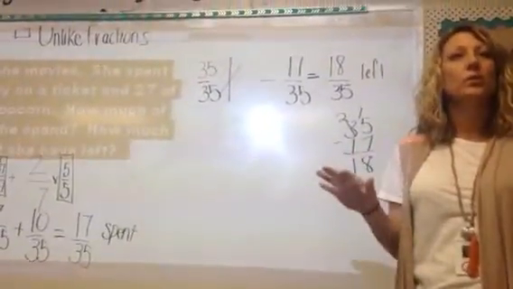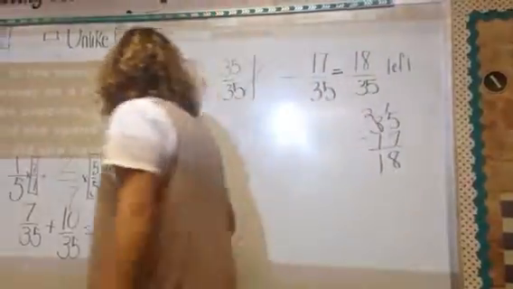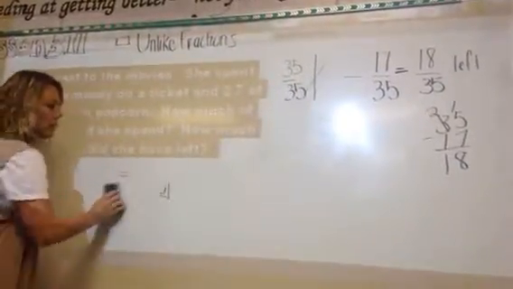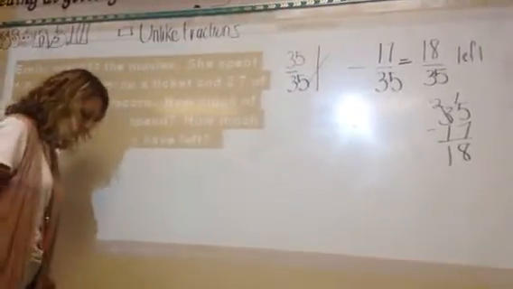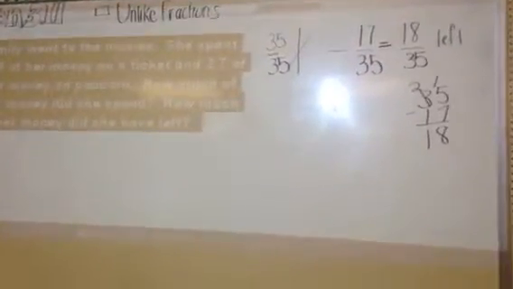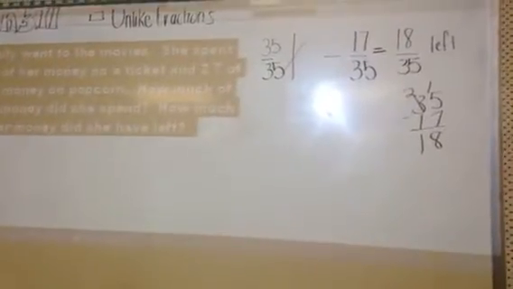Okay, the numbers that you'll be using on your homework will probably not be as big or complex. It'll probably be a little bit easier. But as usual, your first step was to get the common denominator. Your second step was to subtract your top numbers. You left your bottom number the same. After you figured out how much Emily spent, you subtracted from one whole to find out how much she had left. Okay, thanks.